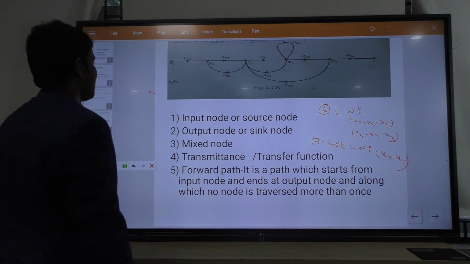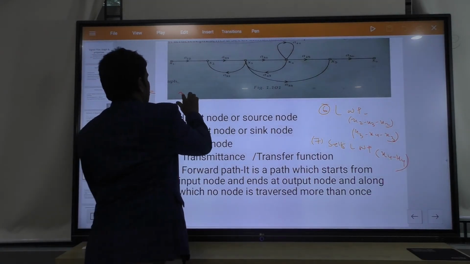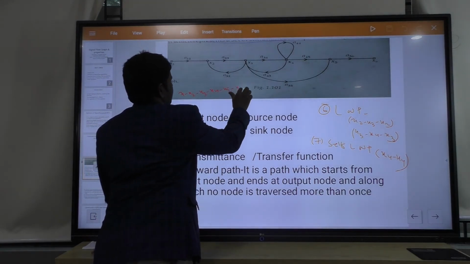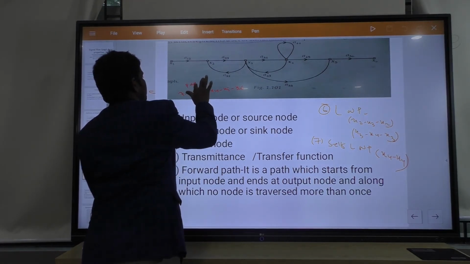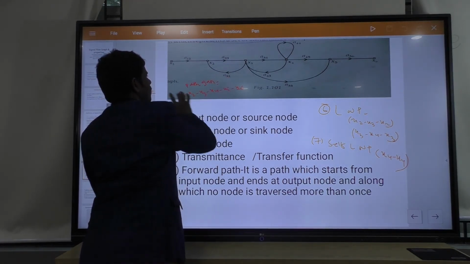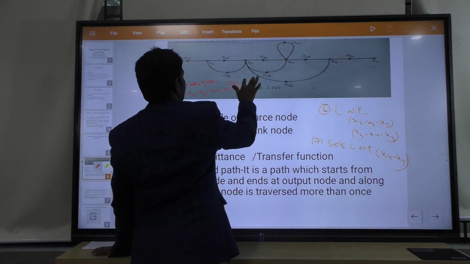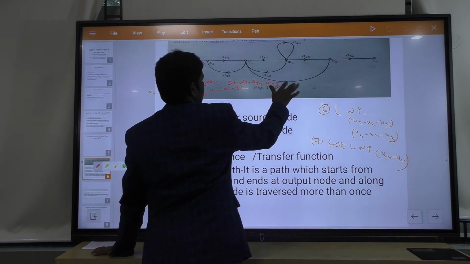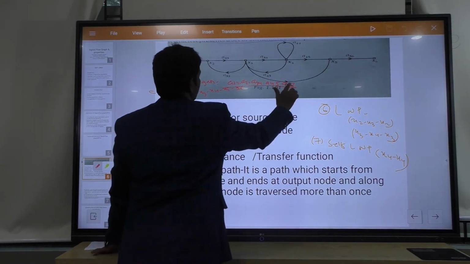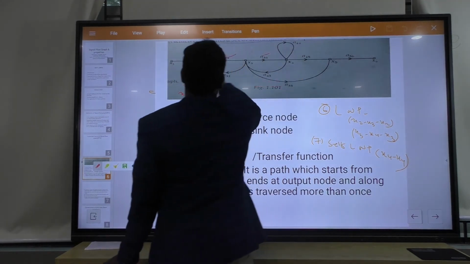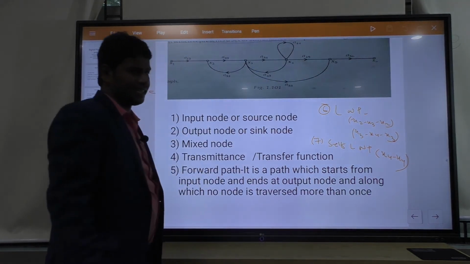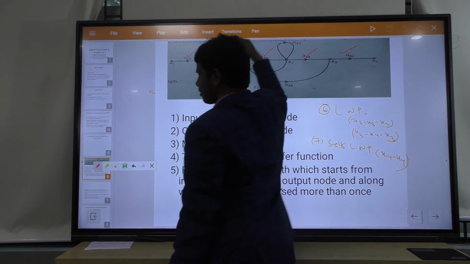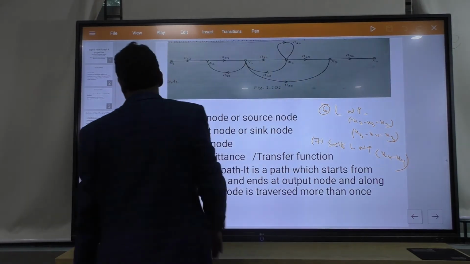What is path gain? Path gain means we multiply all the gains in the path: a12, a23, a34, a45, a56. If a path is x1 x2 x3 x4 x5 x6, a forward path, its gain is its path gain. Path gain means the product of all the gains in a path: multiply all the gains in that path, and that is the path gain.